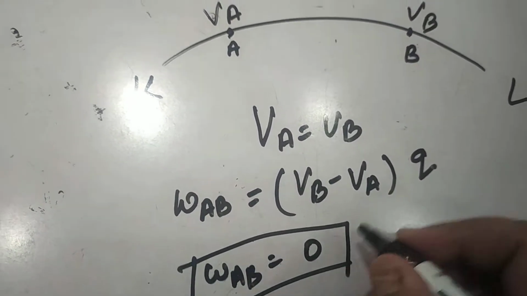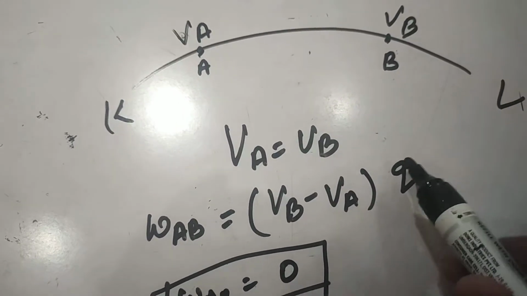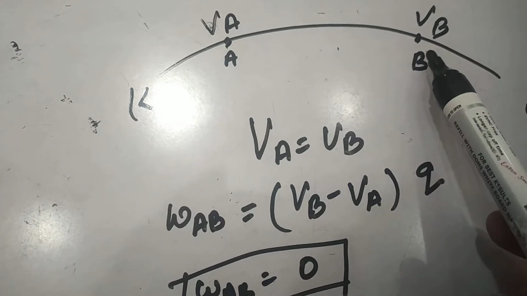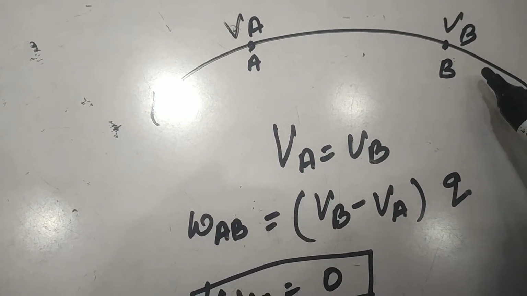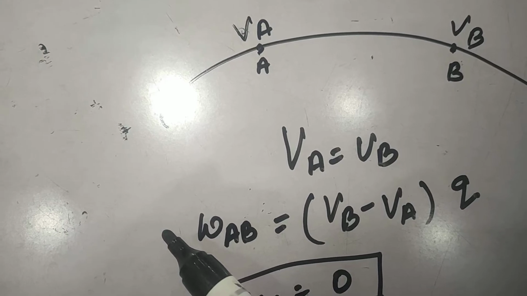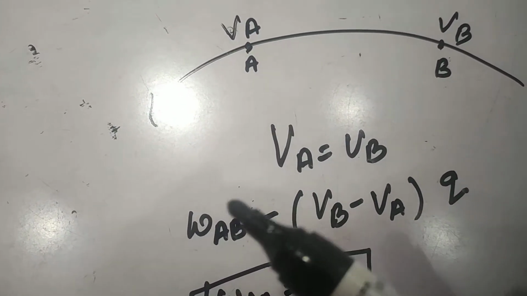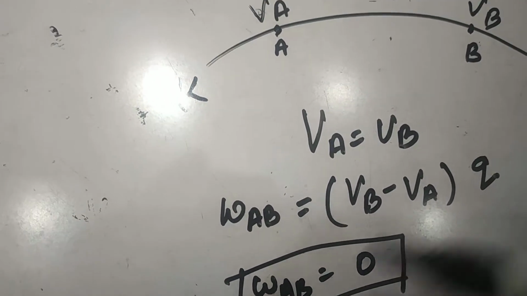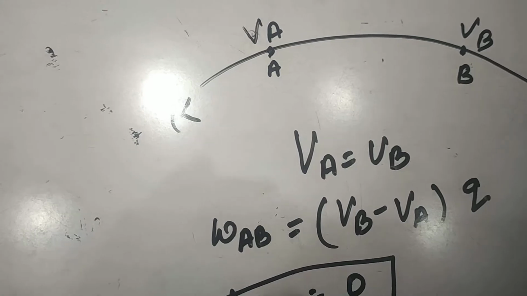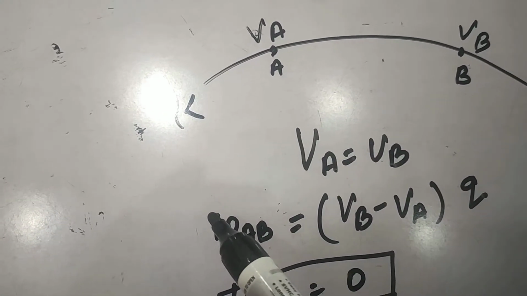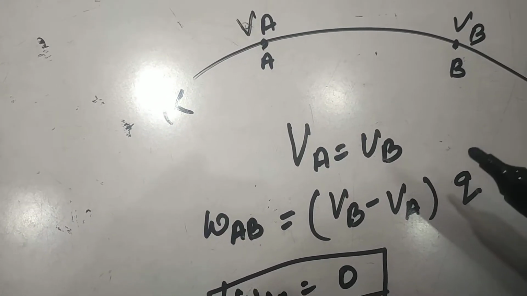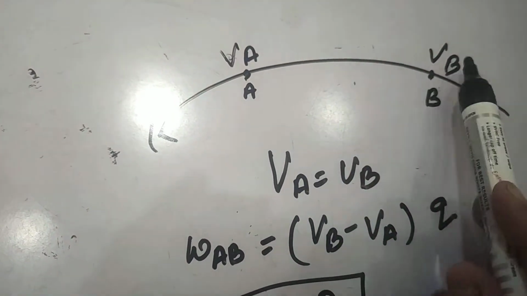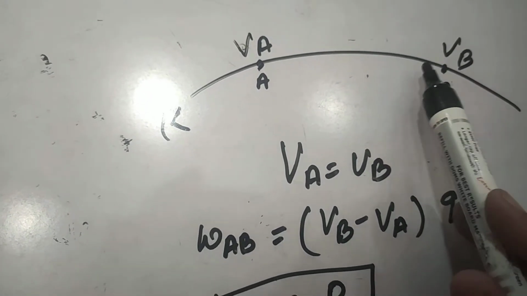It means no work is done in taking the charge from one point to another over the equipotential surface. This can also be understood from the previous topic, in which we said that work is done in taking the unit positive charge from infinity to that point. Infinity is a zero potential position, and the point which we are considering here has some potential. So if there is no opposing force, no work will be done. Since these are of equal potential, no work will be done.